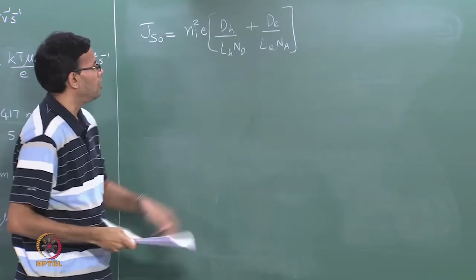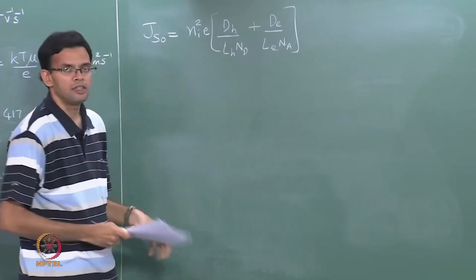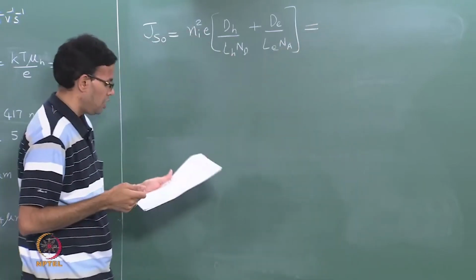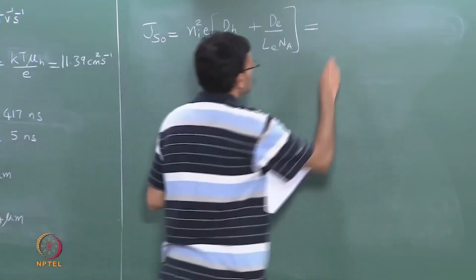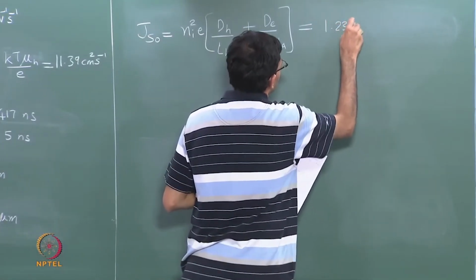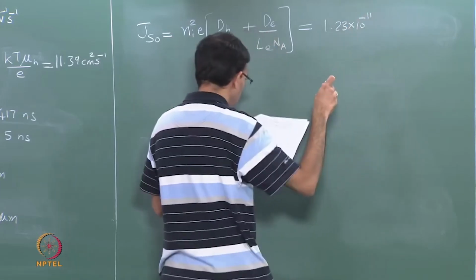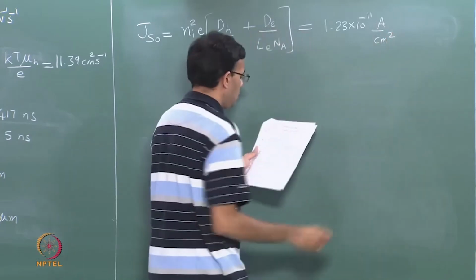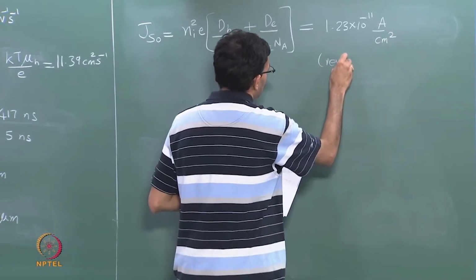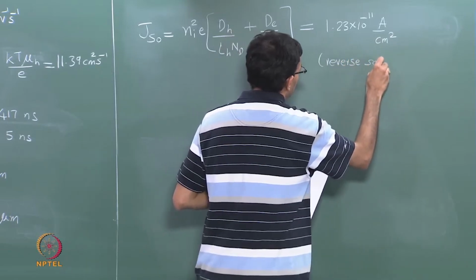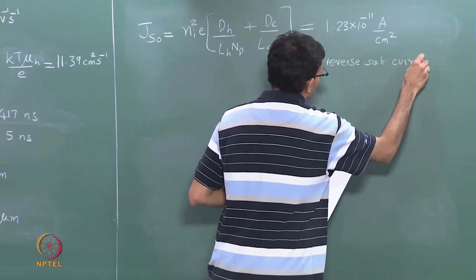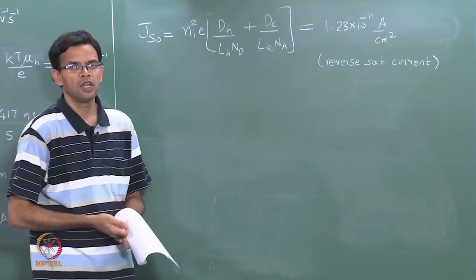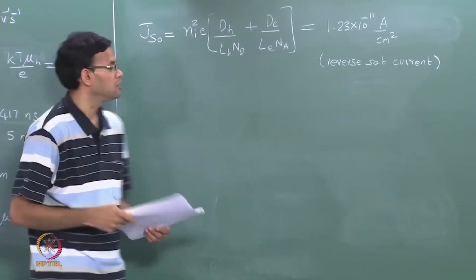So you have calculated all these values, the diffusion coefficients and the diffusion length. So we can substitute the numbers and evaluate Js naught. So Js naught turns out as 11 ampere per centimeter square. So this is the reverse saturation current. So this is the current that will be flowing through if I reverse bias the p-n junction.